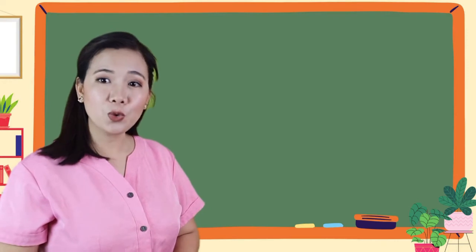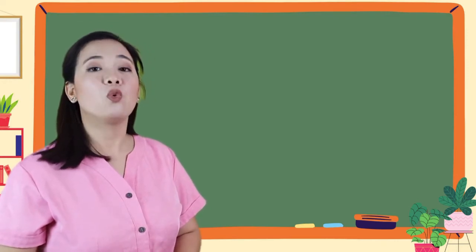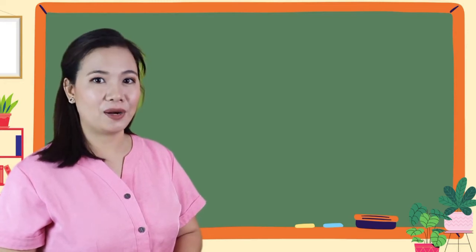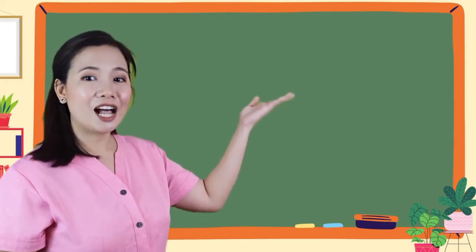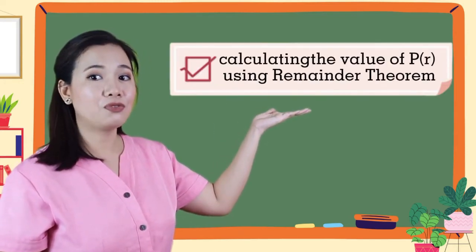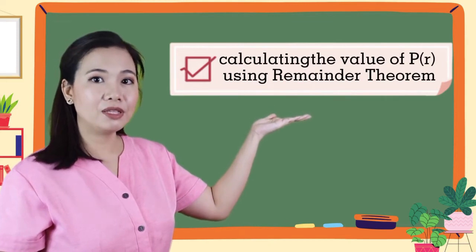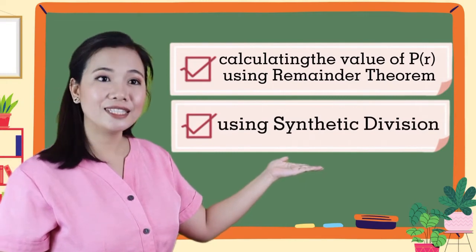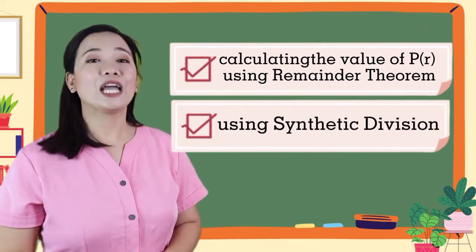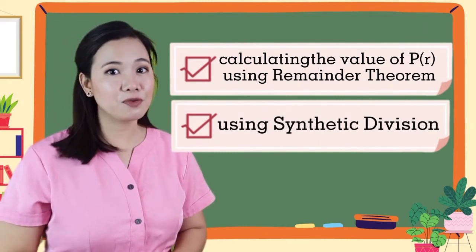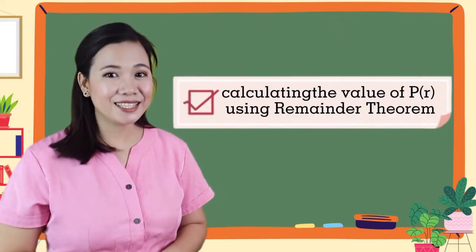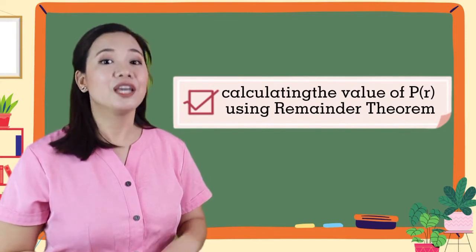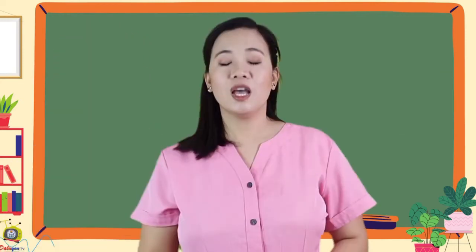Thus, there are two ways to find the remainder when p of x is divided by x minus r. That is, calculate the value of p of r using the remainder theorem, or the other one is using synthetic division. I will only discuss the first one for today. That is, calculating the value of p of r using the remainder theorem.